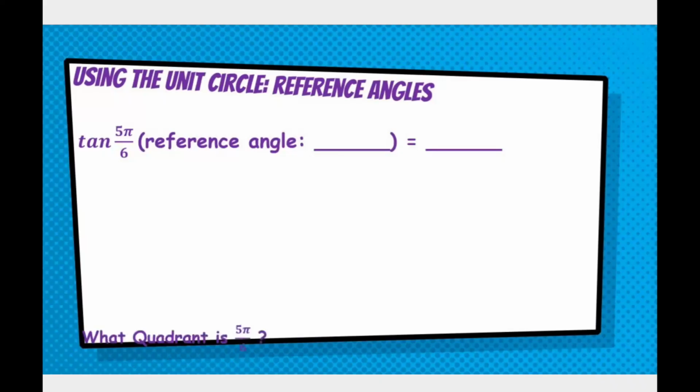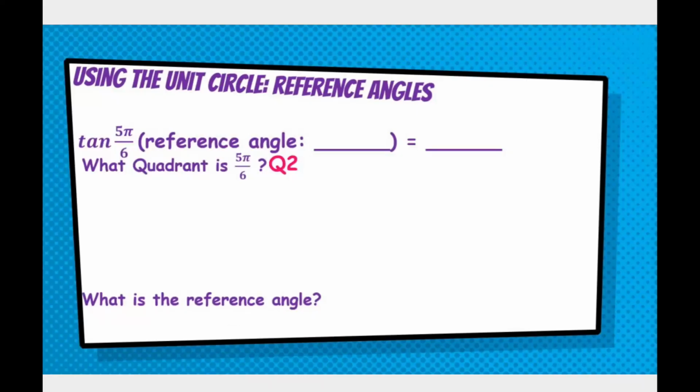All right, tangent of 5 pi over 6. So what is my reference angle? What quadrant am I in? Well, I'm almost to pi. So almost to pi is in the second quadrant, quadrant 2. I do know that tangent is negative because sine is the only thing positive in quadrant 2. My reference angle is always ignoring the numerator and just looking at the pi over 6.